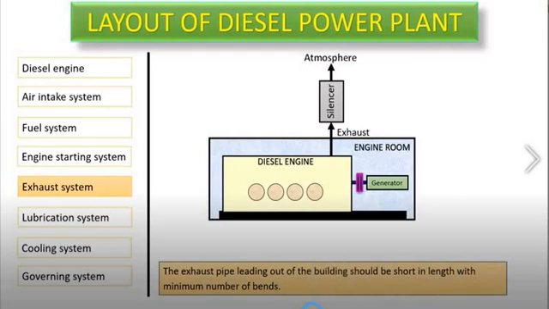The exhaust pipe leading out of the building should be short in length with a minimum number of bends.